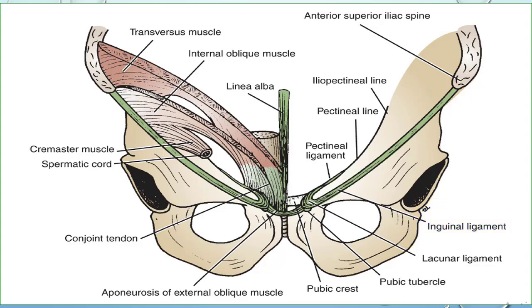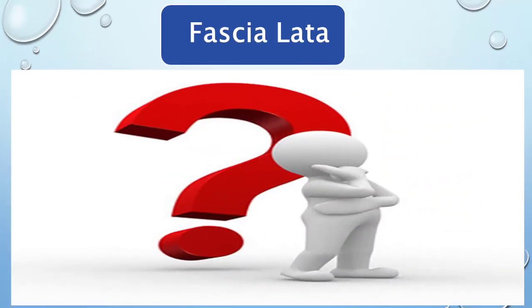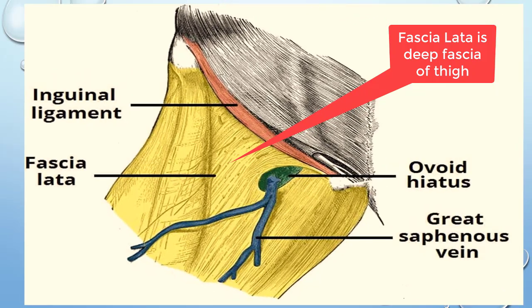Now I will cover the complete detailed anatomy of the fascia lata. I will also cover the exam questions related to it, so this whole topic is going to be covered. The fascia lata is a membranous layer of the deep fascia of the thigh. So remember, it's the deep fascia of the thigh, and it's its membranous layer, not a superficial fascia.